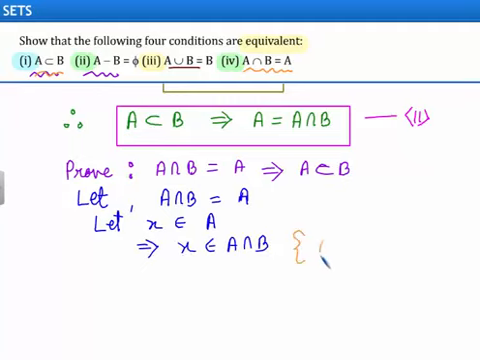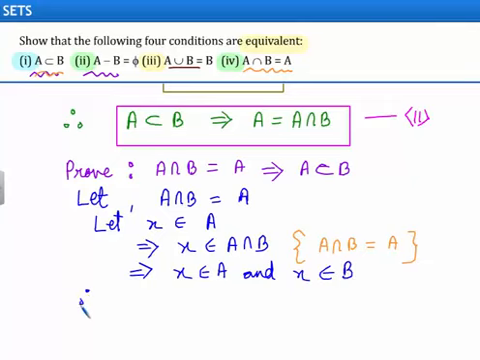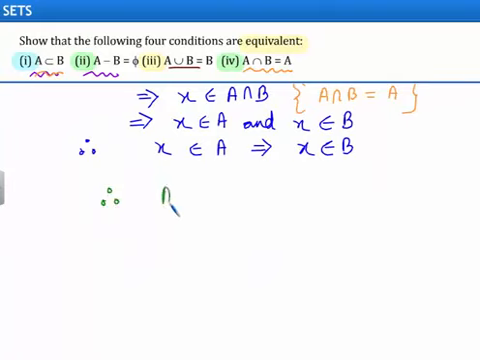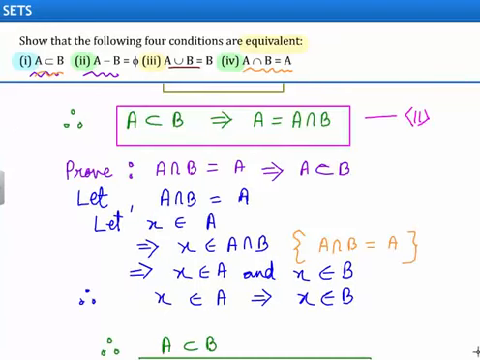Since we have assumed that A intersection B is equal to A, this implies X belongs to A and X belongs to B. Therefore, X belongs to A implies that X belongs to B. Therefore, we can say that A is a subset of the set B. So we can say that A intersection B is equal to A implies that A is a subset of the set B. We name this as relation number 12.